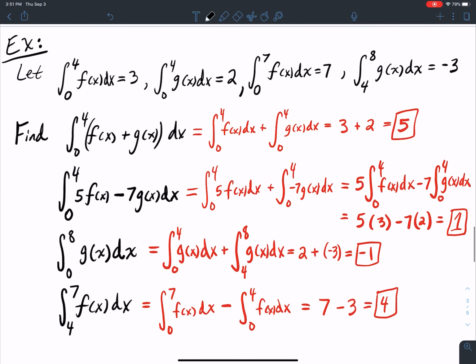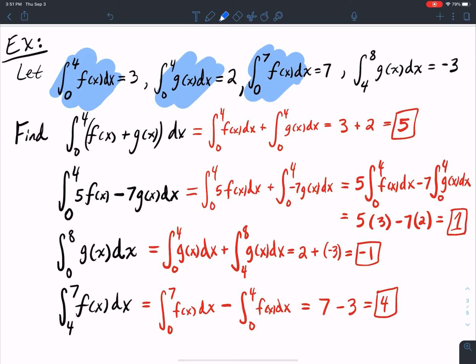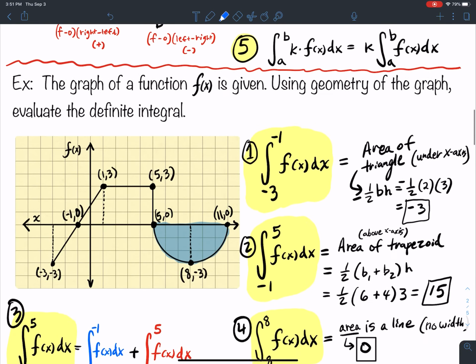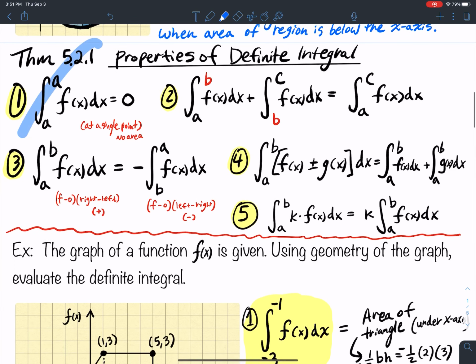All right, so very important that you understand these concepts. I'm probably going to throw several of these types of problems at you just because it's not something you can just type in your calculator and get the answer. You need to understand the concepts of the definite integral properties, these properties right here, in order to be able to work those problems.